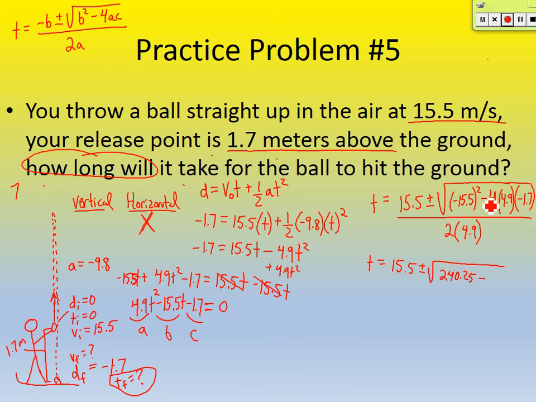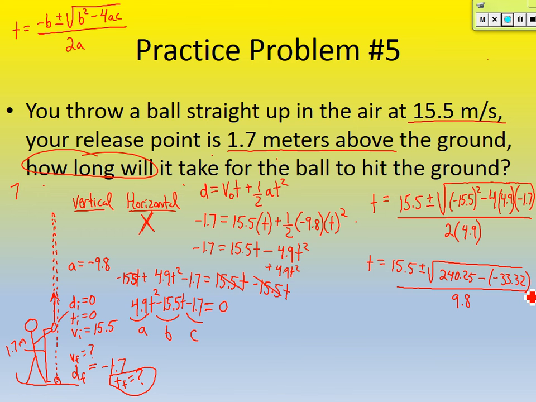Minus, there's a minus sign here. Now let's take 4 times 4.9 times negative 1.7. And I'm getting a negative 33.32. Okay. All over, now let's do 2 times 4.9. And that's 9.8. All right. And there's a parenthesis right there.